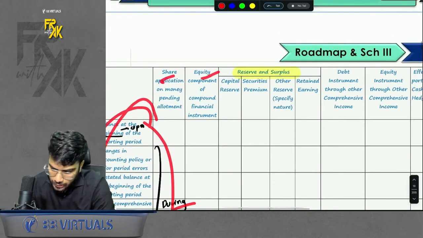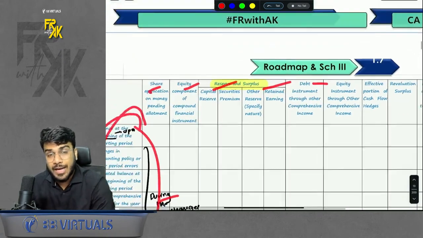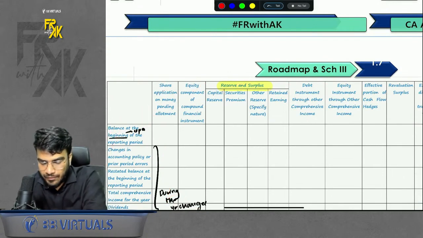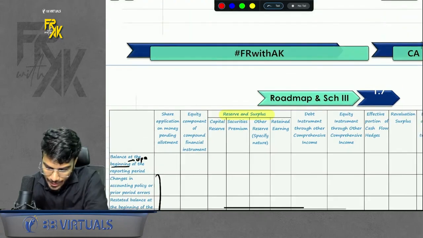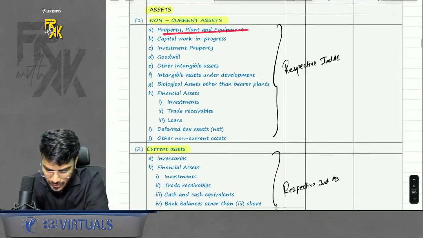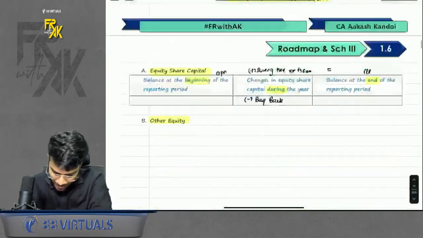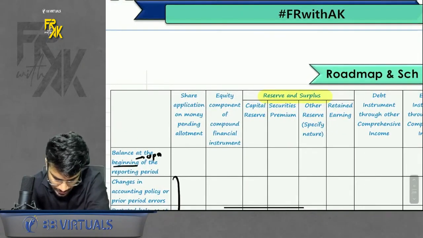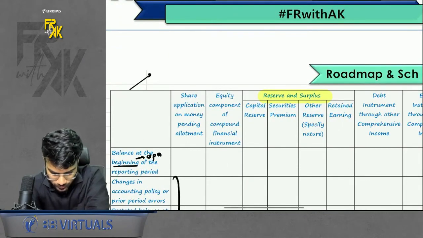But what about all these columns, sir? Do we need to remember all these columns? As of now, the answer is no. Sir, so what do we need to do, and when will we study these respective columns? As I had already mentioned, you will study the respective items in the respective indices, right? So as of now, you will just write whatever I'm saying to you. Just put an arrow and write it down.